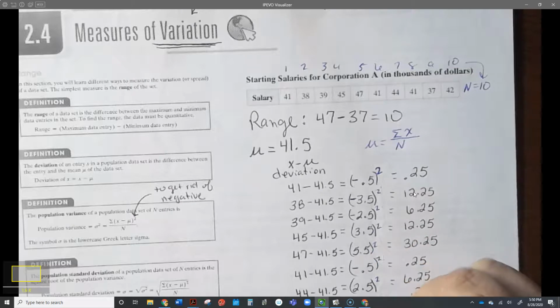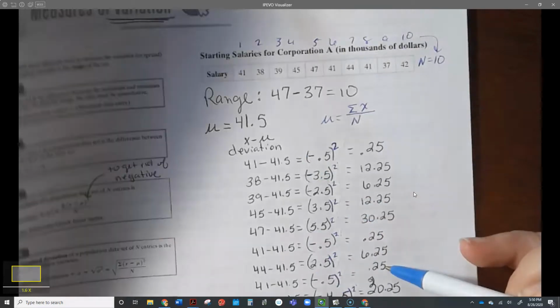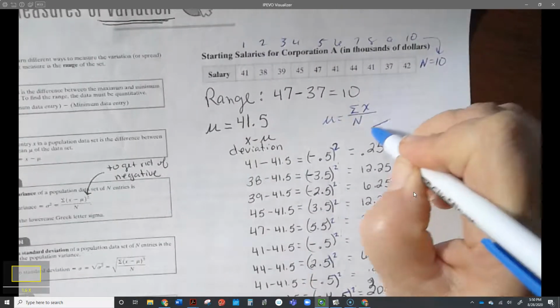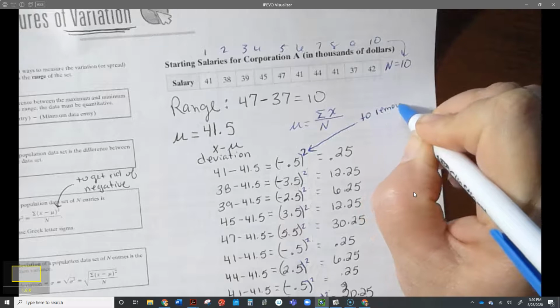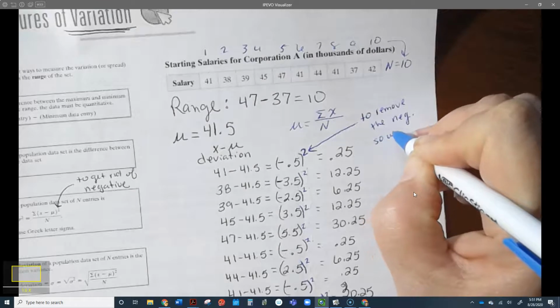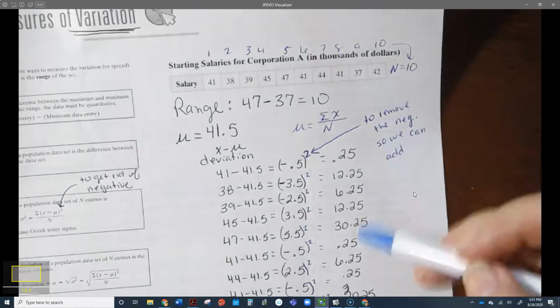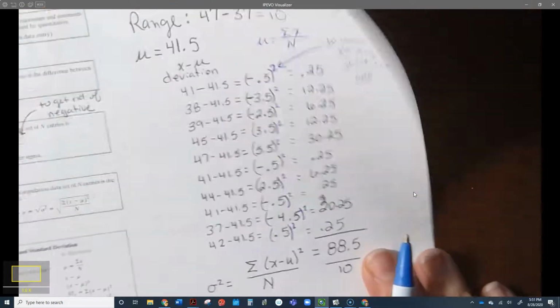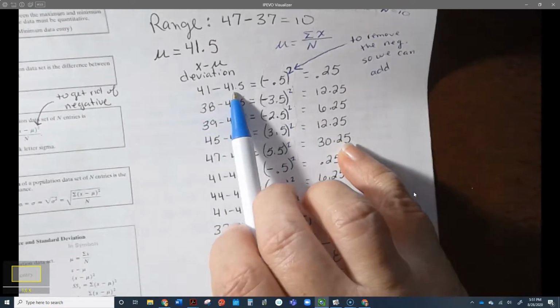So what they're going to do to find out what the average distance is, they're going to add up all of these differences squared. Now, why do we square them? To remove the negatives, so that we can add these all up. So we find out how far apart a data entry is from the mean.